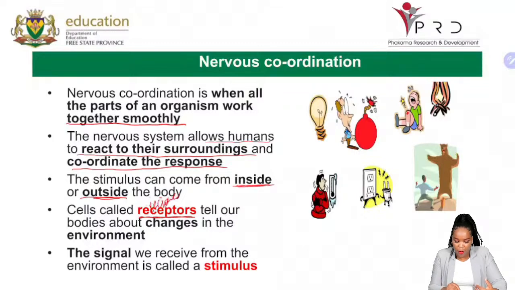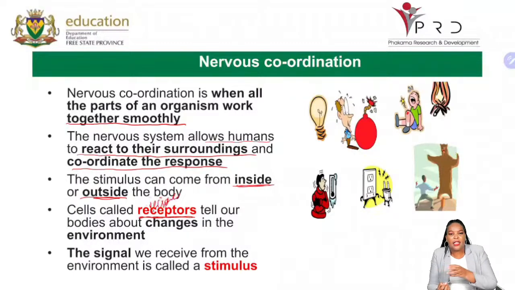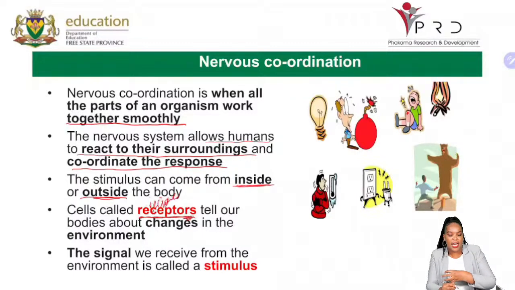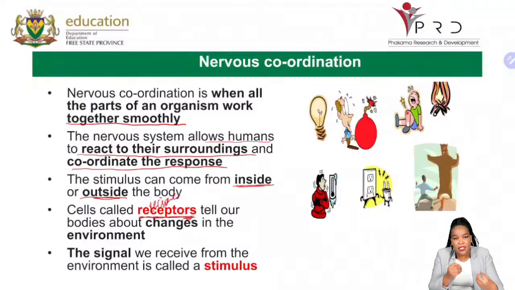They are going to tell our bodies about the changes in the environment. So we find the receptors in the organs, you find them in your skin, your external ones, and you have the internal ones. The receptors are the ones that have the nerves that are going to transmit this impulse to the brain or to the parts where they need to be processed for you to respond. So you need the receptors to receive the stimulus from outside or from inside. So the cells that will receive that stimulus are called the receptors.